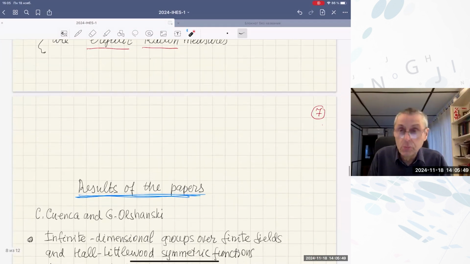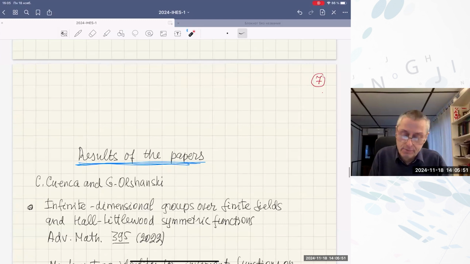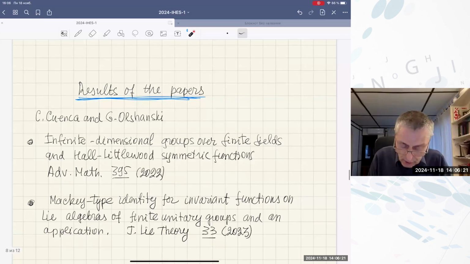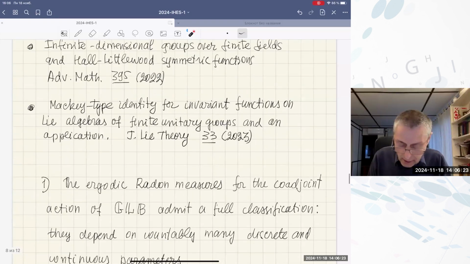Well, so we have this situation, and now I would like to present some results related to this idea. These are results from two papers by Cesar Cuenca and myself. This is one paper, a detailed one, and the second paper is a short note with an announcement of results. So I would like to explain what the results are.